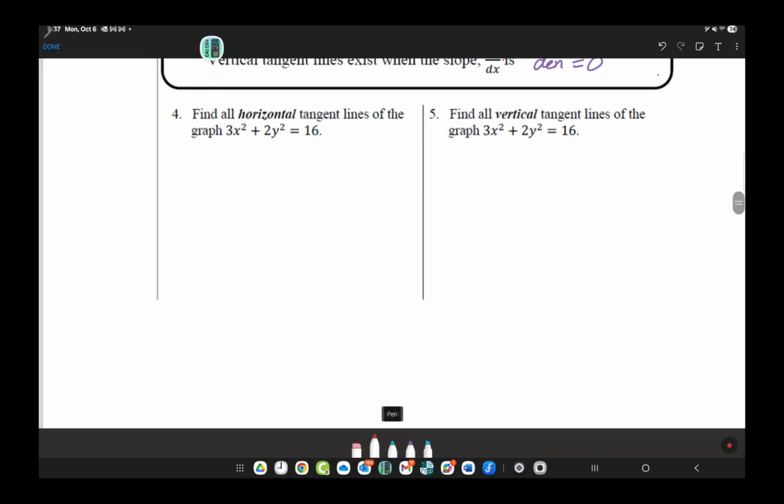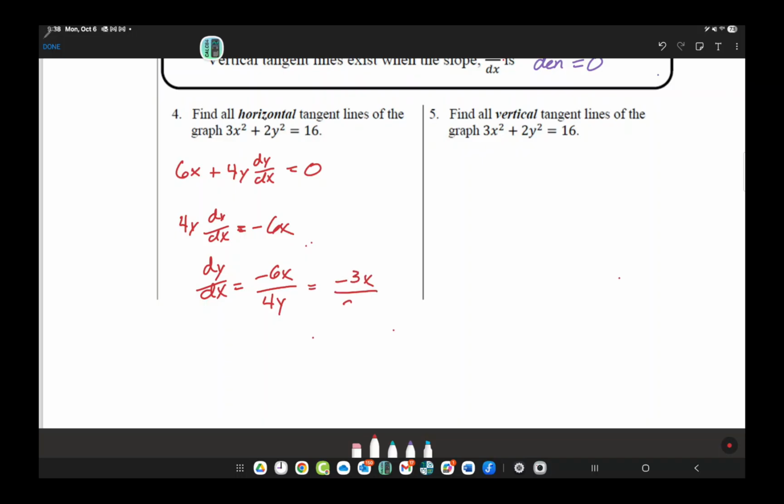So, find all horizontal tangent lines to this function. Now, the nice thing is both these are the same function, so we only have to do the derivative once. So we do the derivative, that's going to give you 6x plus 4y dy dx is equal to 0. We get rid of the 6x, so 4y dy dx is equal to negative 6x. And then divide by 4. So dy dx equals negative 6x over 4y, or negative 3x over 2y.